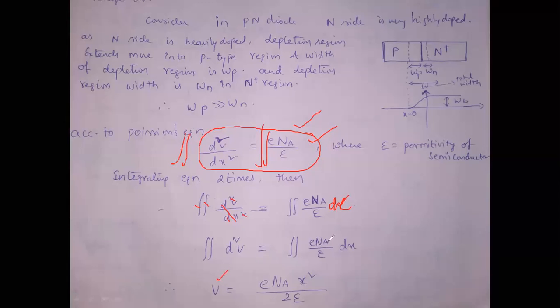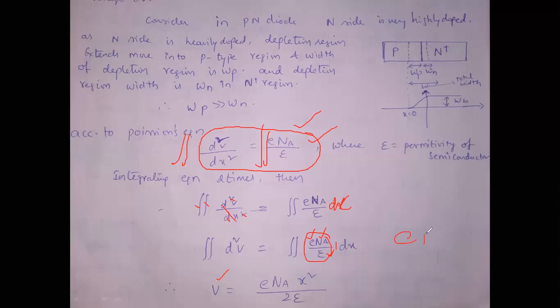Here E is the charge of the electron, NA is the number of acceptor ions, and epsilon is the permittivity. The electron charge is constant and the doping concentration is constant. Therefore, this whole term is constant, so I am taking it outside. The integral of 1 dx equals x.